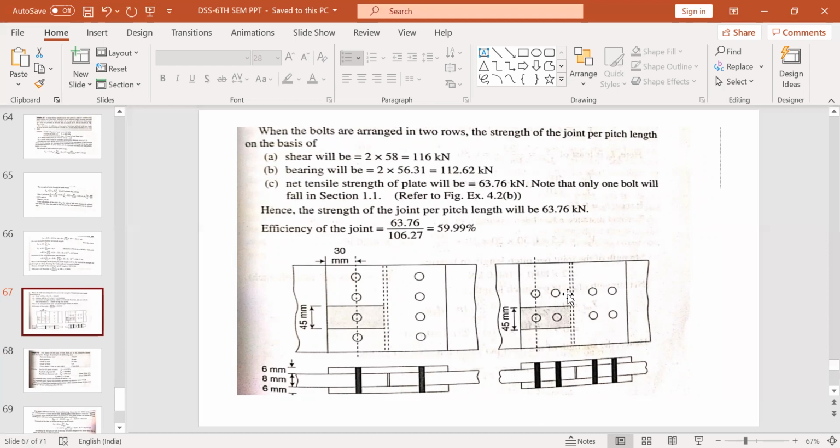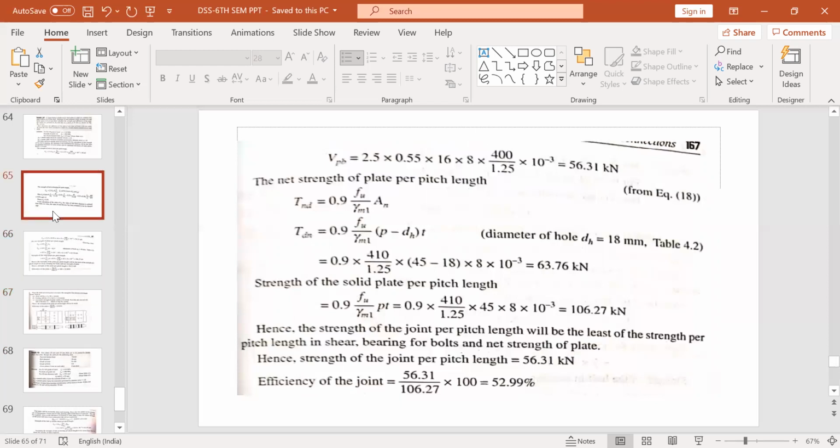Now here you are providing 2 lines of rivets. In the initial first part of the problem, you are providing only one line of rivets. But in the first case you are providing 4 bolts in one line. Now you are providing 2 bolts in 2 lines. This is the basic difference. So they are asking what will be the change in efficiency of the joint? What will be the change in the strength if you are changing the design of the connection? Okay. Now let us see how it is solved.